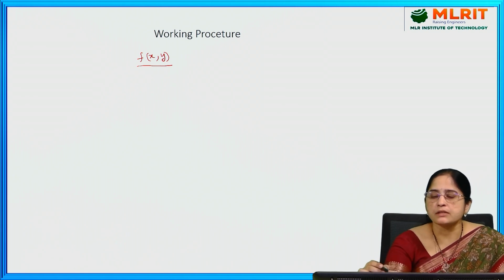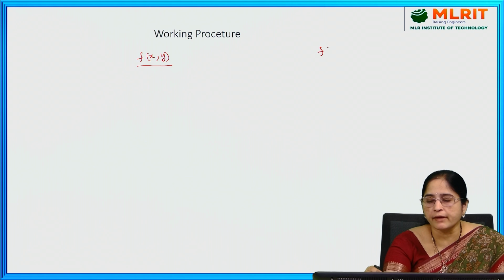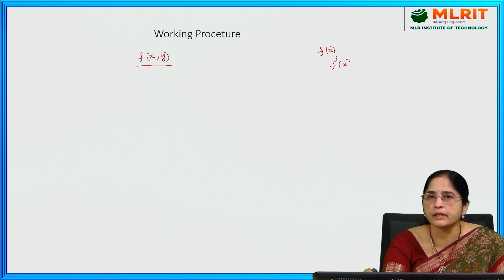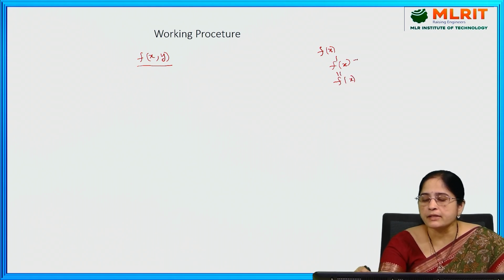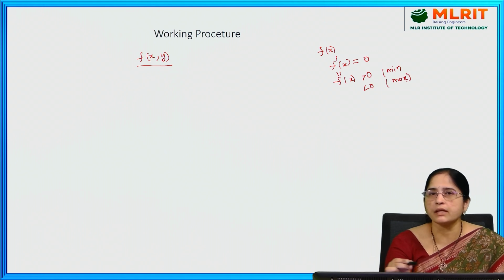Before that one, suppose if it is a function of single variable f of x, how to find out the maxima and minima? First find out the f dash of x. Next find out the f double dash of x. First f dash of x is equal to 0. We are getting the points of x. If substitute this point of x in f double dash of x, if it is greater than 0, we are calling that is minimum value. And if it is less than 0, we are calling that is the maximum value. So, this is a function of the single variable.